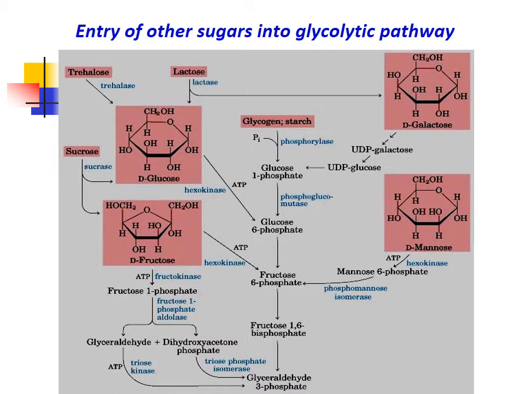Lactose is converted to glucose and enters the glycolytic pathway at the level of glucose 6-phosphate. Sucrose is converted to glucose and fructose and enters the glycolytic pathway at the levels of glucose 6-phosphate and fructose 6-phosphate. Fructose, via the fructokinase pathway, is converted to fructose 1-phosphate. Fructose 1-phosphate is cleaved into glyceraldehyde and dihydroxyacetone phosphate, and these two can enter the glycolytic pathway at the level of glyceraldehyde 3-phosphate.